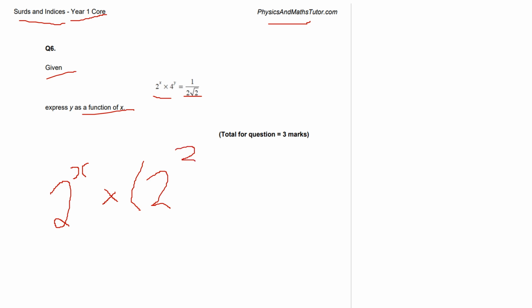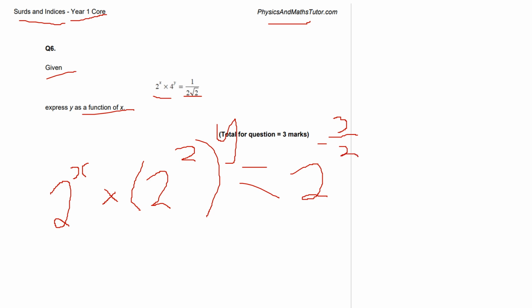to the power of y, okay? Now I can write 1 over 2 root 2 as 1 over 2 times 2 to the half, which will be 2 to the 3 halves. So 1 over 2 to the 3 halves will become 2 to the minus 3 halves, okay? So hopefully that makes sense.